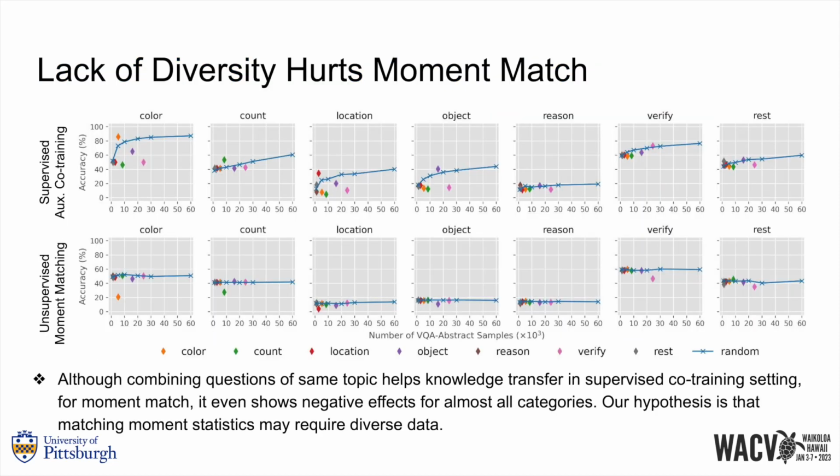Lastly, we demonstrate that co-training with the same type of question helps the model gain specific capabilities like counting and color recognition. But for unsupervised moment matching, it even has negative effects for almost all categories. Our hypothesis is that matching moment statistics may require diverse data for an accurate estimation.